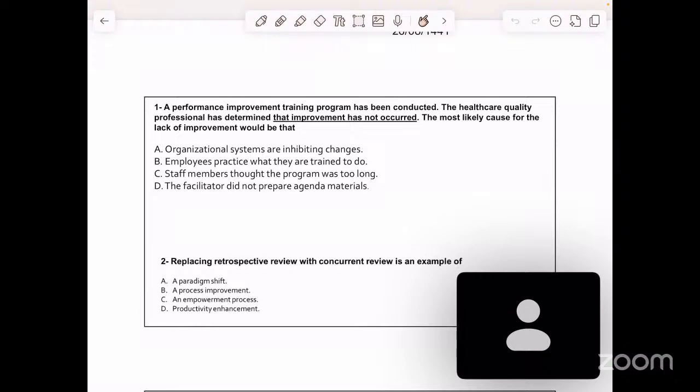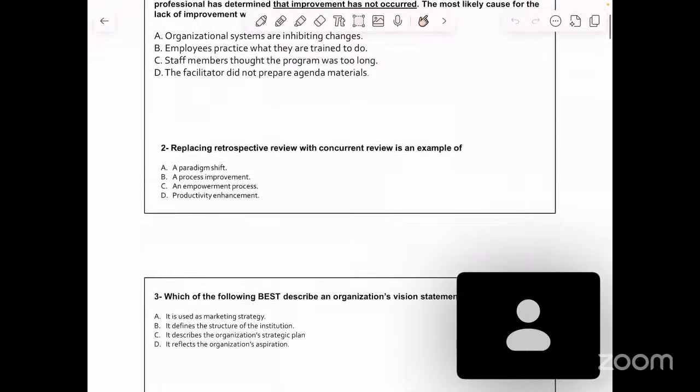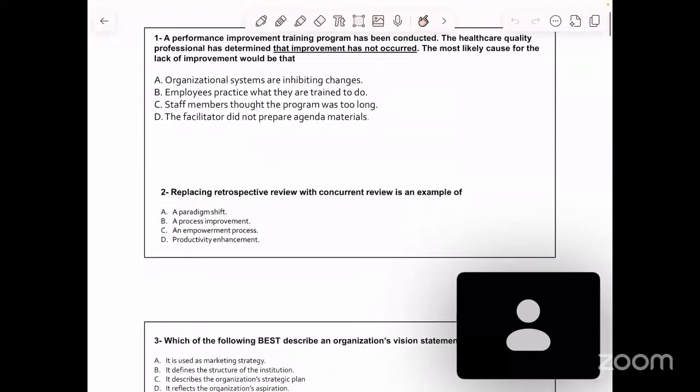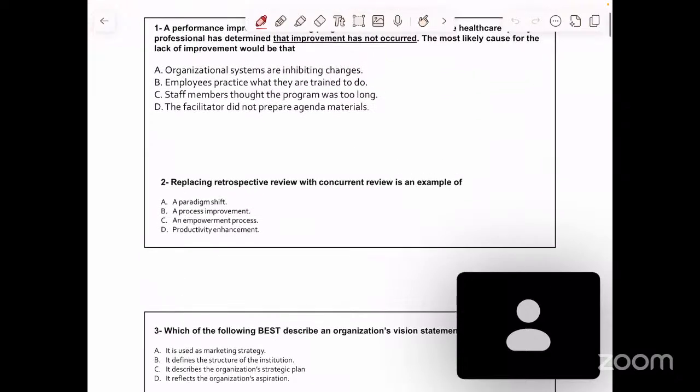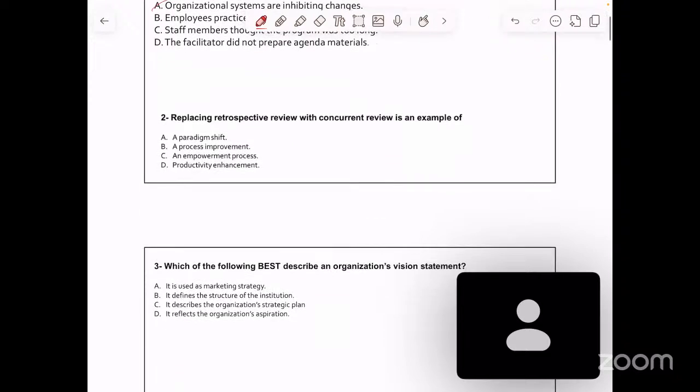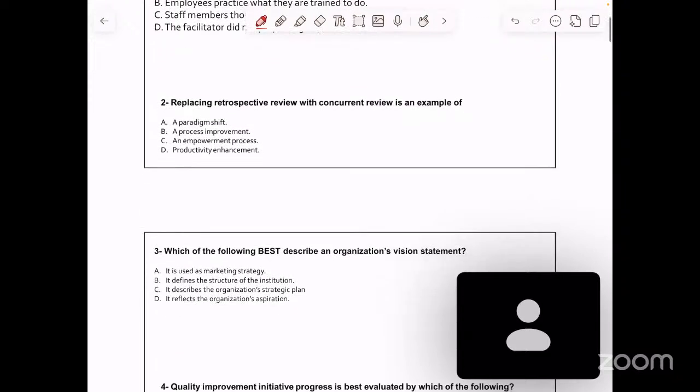Okay, number 2. Replacing retrospective review with concurrent review is an example of a paradigm shift, B, process improvement, C, an empowerment process, D, productivity enhancement. What's your answer, Radha? Process improvement.